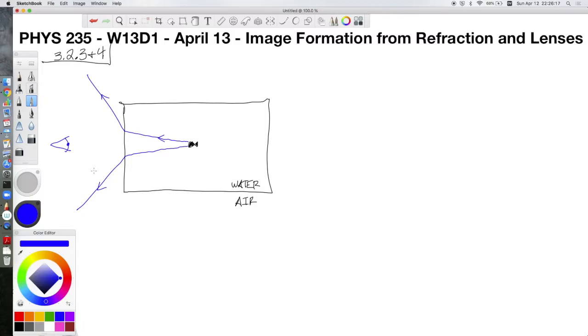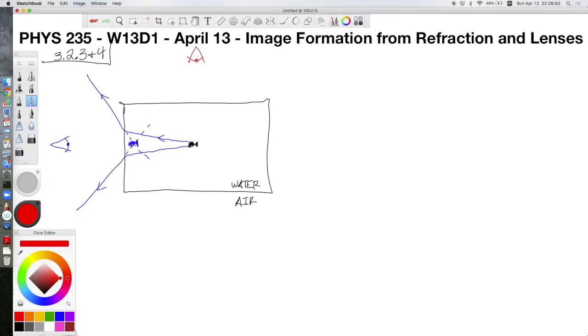Because remember, your eyes are dumb, so your eyes assume these light rays have always been traveling the same direction. So we trace our light rays back from whence they came and find out that they cross at this location right here. So this is where our brain thinks the light from the fish came from. So we will see the image of the fish right here if we look from this side of the tank. We can also look from other sides of the tank and see something similar.